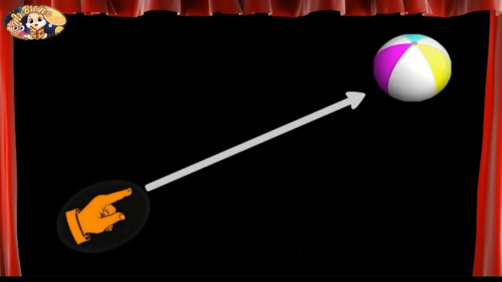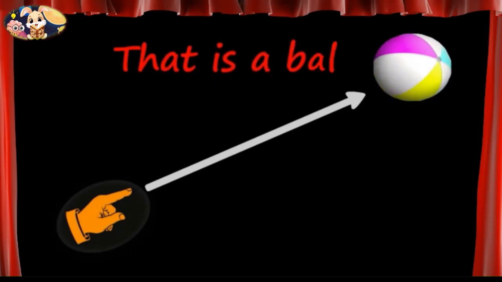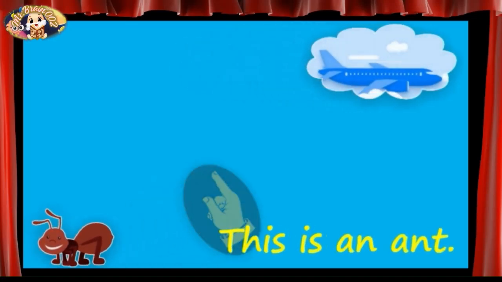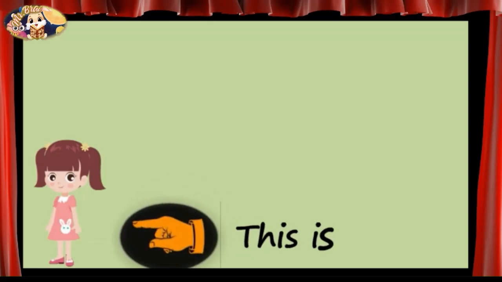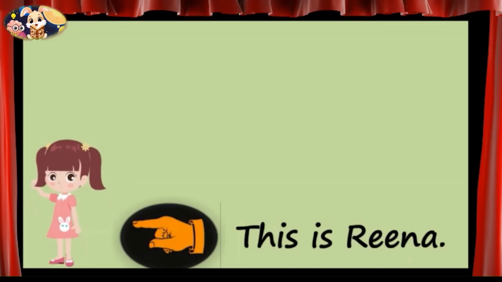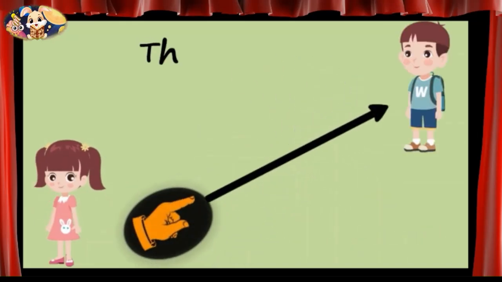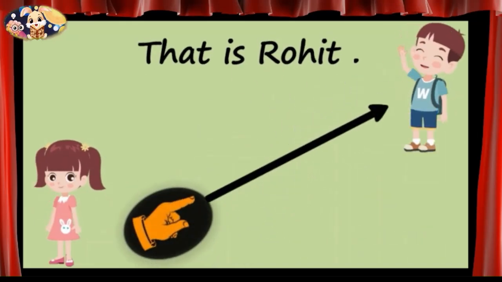Ball. This is a ball. That is a ball. Ant. This is an ant. That is an airplane. This is Reena. That is Rohit.